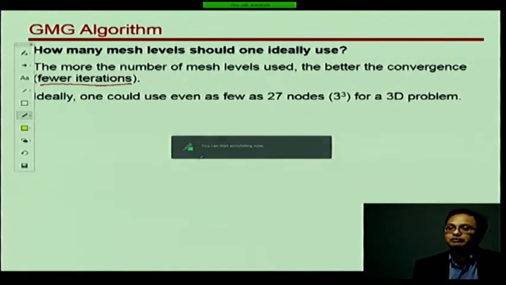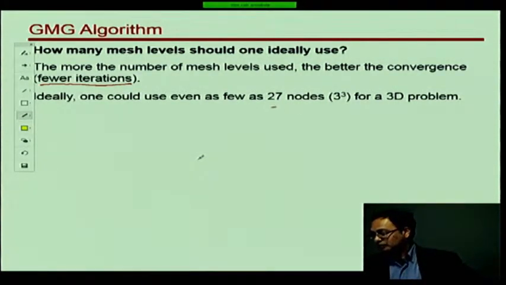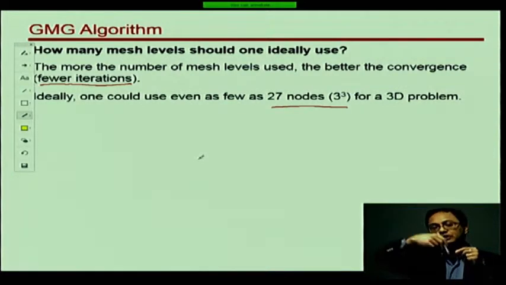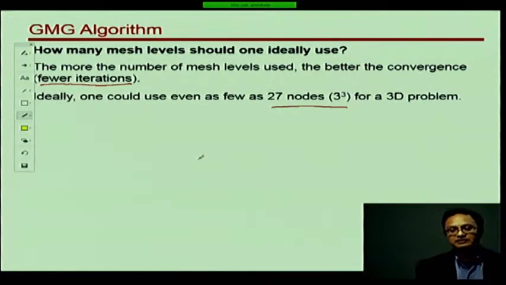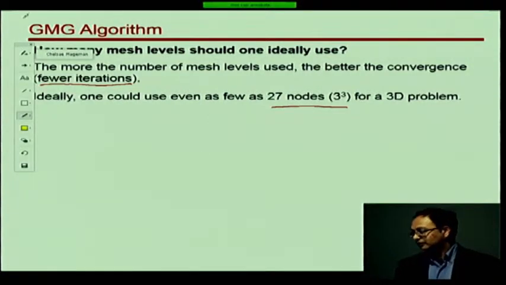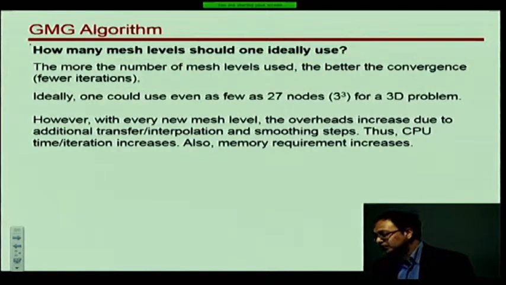Basically, in 3D, your lowest resolution would be a 3x3x3 mesh, 27 nodes. That's what you want to solve so that you can do a direct solver on that, Gaussian elimination. But that's not always possible. With every new mesh level, you're increasing your overheads due to transfer, interpolation, smoothing, and therefore the CPU time will also increase. And so the memory requirement will increase.